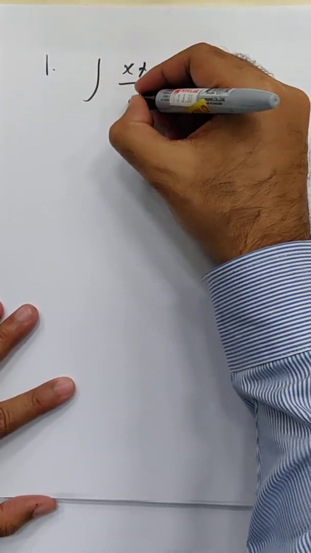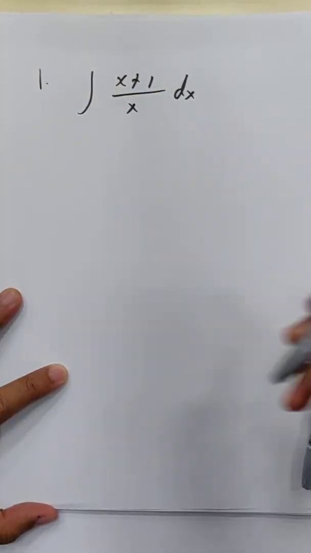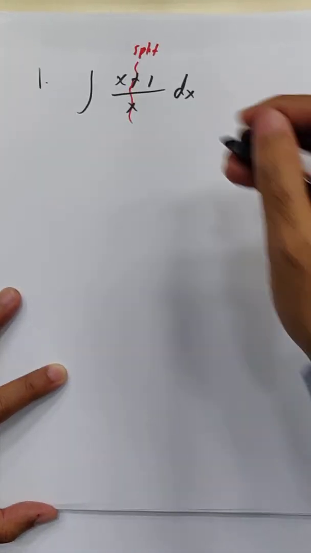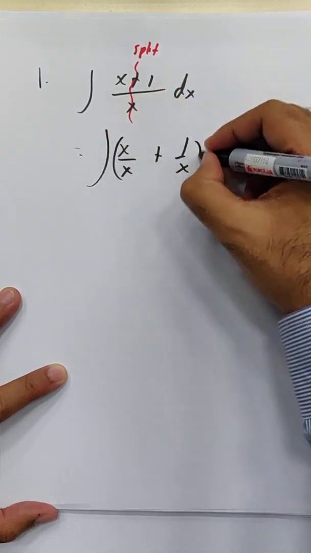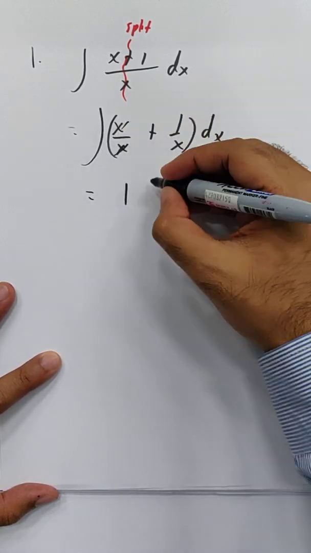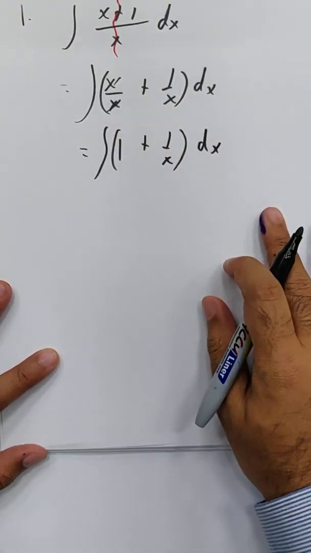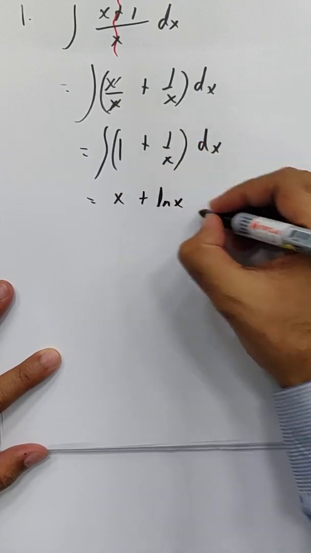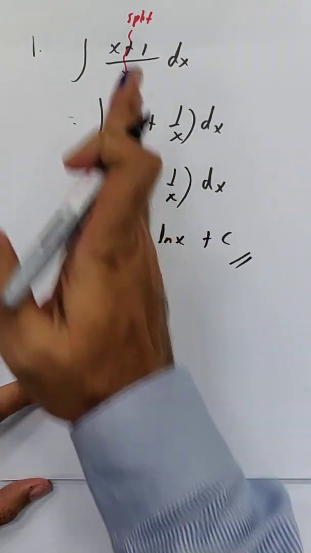The integral of x plus 1 over x dx. How I see this question is that I can split it up. So I get x over x plus 1 over x dx. x over x easily becomes 1, and 1 over x remains as 1 over x. Integrating them, integrate 1, I get x, integrate 1 over x, I get ln x. Of course, don't forget your plus c. This one is still easy, I can split it up.